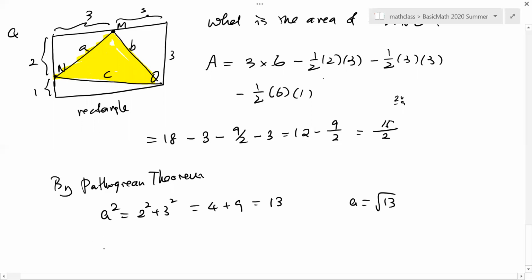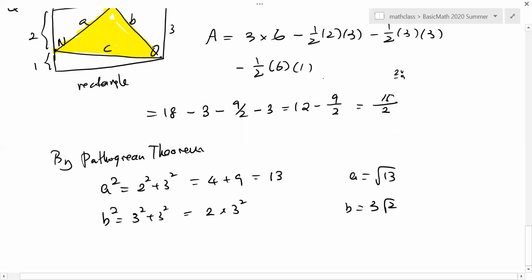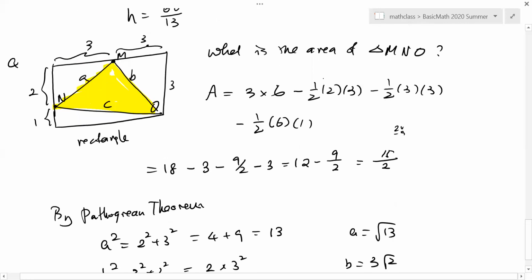Right? And the same, b squared is going to be 3 squared plus 3 squared. It's going to be 2 times 3 squared. So b is going to be 3 square root 2, right? It's also a strange number. And c squared, what is the other side? It's a 6, right? 6 squared plus 1 squared. 36 plus 1 is going to be 37, and even worse. So you see that those are very strange 3 sides, okay? And, you know, if you really want to compute it. But let's go back to this problem again.